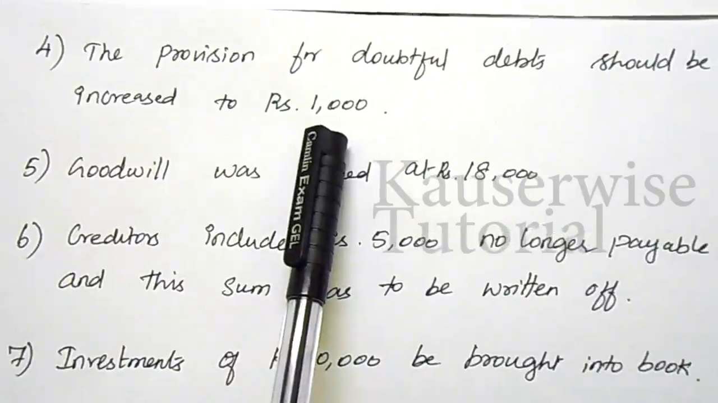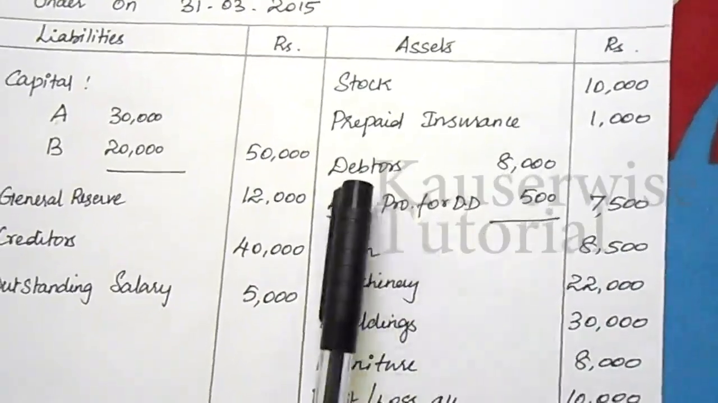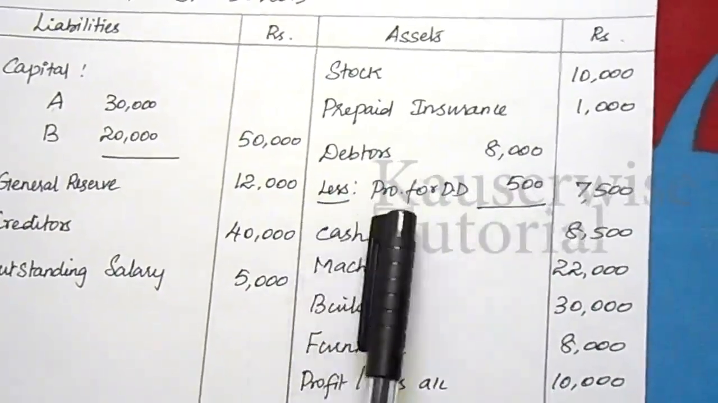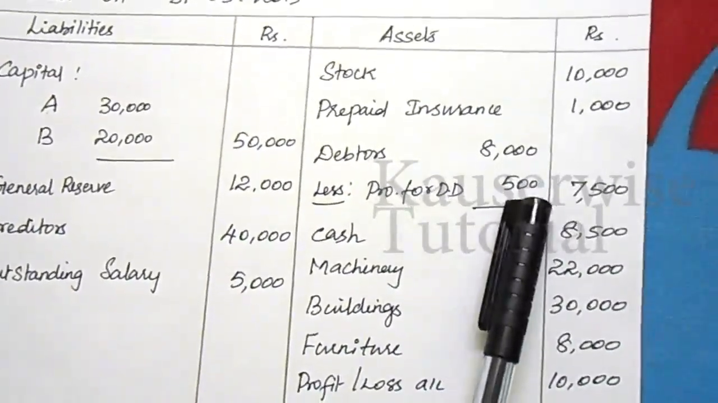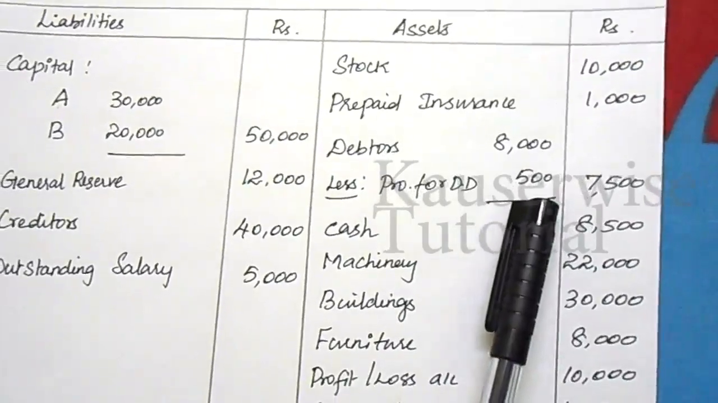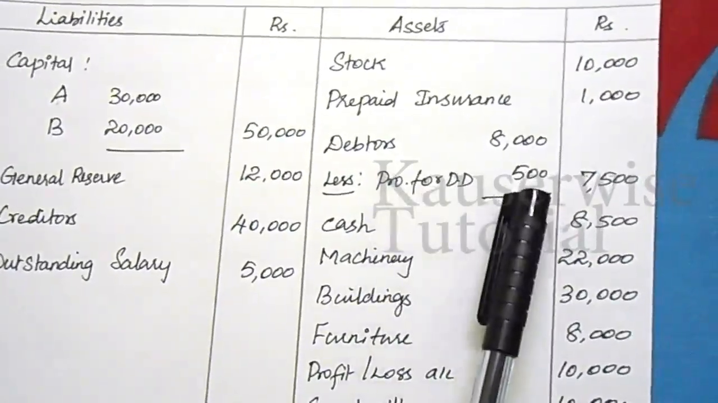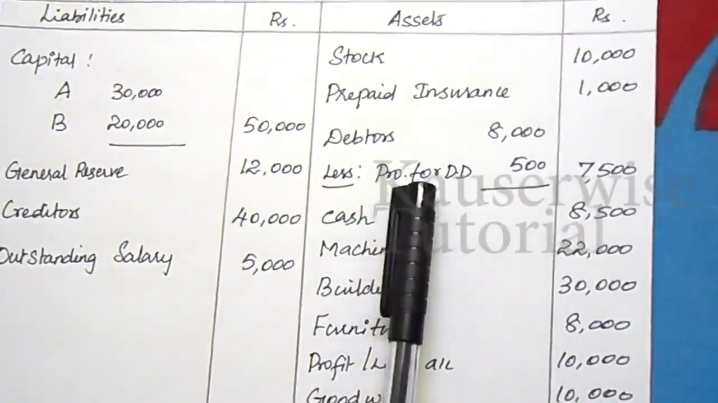So look at the asset side. Provision is already there. How much? Look at the balance sheet. Debtors 8,000 less provision for doubtful debts 500. So already 500 is there. Now this is increased to 1,000 rupees. Any item which decreases an asset is called a liability. So all provisions are liabilities.